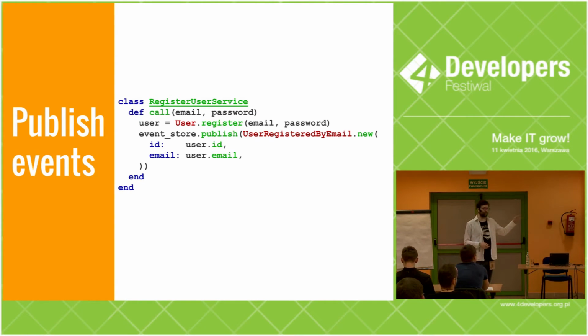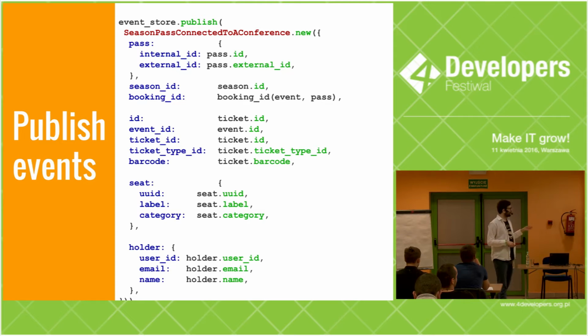This is a very small, very simple event, just ID and user email. This is a bigger one, season pass connected to a conference. So you can buy a season pass and you will get access to multiple conferences organized by given organizer. And this contains much more attributes, as you can see. And this is okay. Smaller events, 2 attributes, bigger events, like 1,000 attributes, both kinds of them are okay. This is normal.